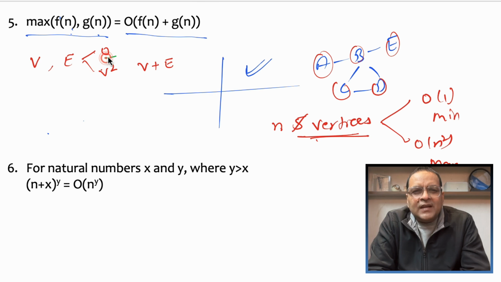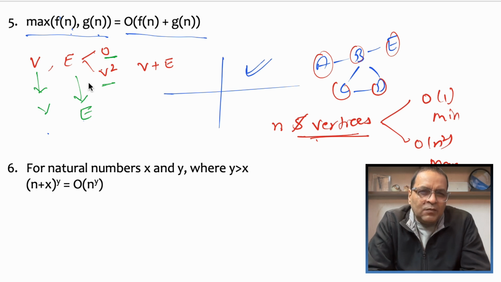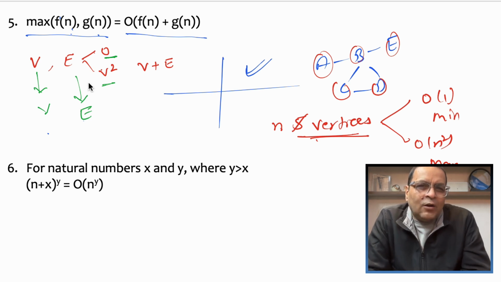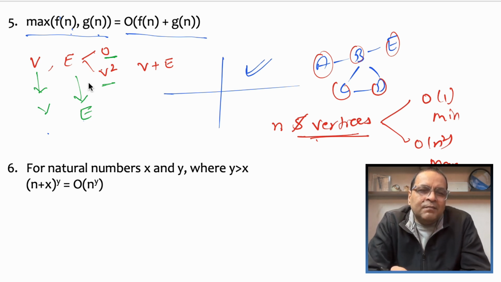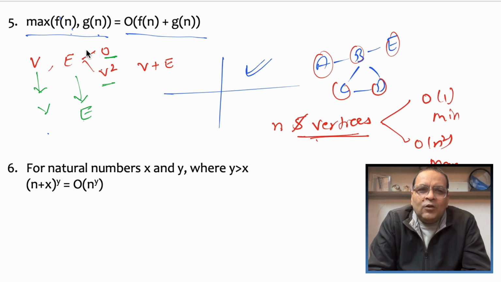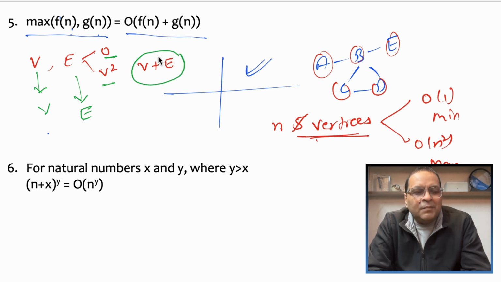If the number of edges is 0, then V will dominate the time complexity and the time complexity will be V. But if the number of edges is V square, then edges will dominate the time complexity and the time complexity will become E. So essentially what we want to say is that the time complexity of the traversal of a graph is maximum of V comma E. So how do we denote it? You have seen in the graph algorithms that the time complexity of BFS and DFS is mentioned as V plus E. So this is the practical example of where this equation is used.